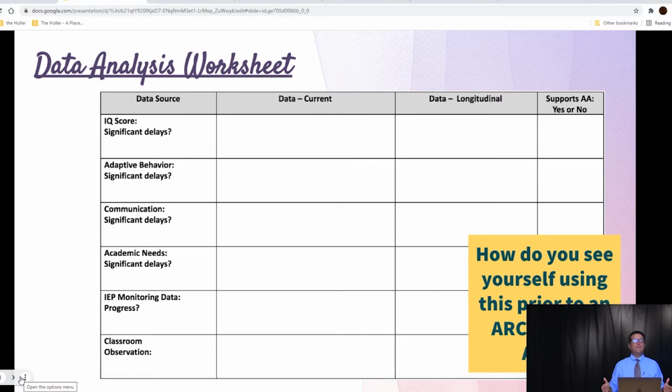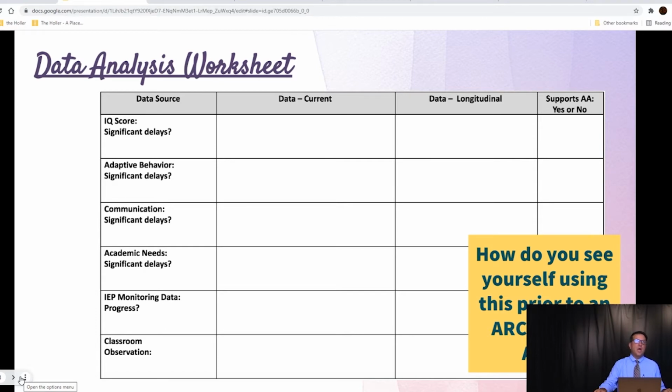Here is an alternate type of worksheet, a data analysis worksheet. It gives you the opportunity to consider data, both current data and longitudinal data, and to say whether that data supports the decisions that we're making, and whether or not the support is there currently, and whether we see that longitudinal connection between the data. What's the IQ score? What are the significant delays? What's the adaptive behavior say? What's the communication say? What are the academic needs? What's the progress monitoring say? What do the observations say? And do all of those support?